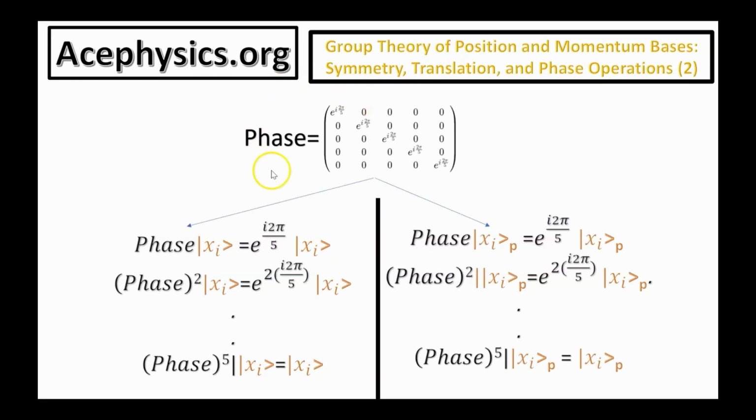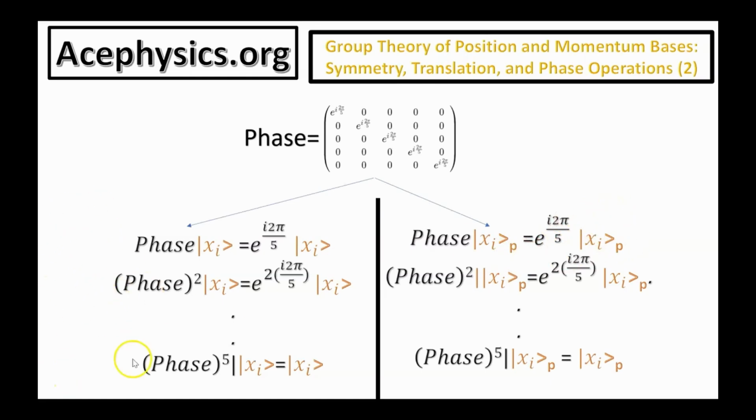On this slide, I'm going to introduce the phase operator. For the n equals 5 case, the phase operator is a 5 by 5 matrix. It's always a diagonal matrix with the same entry down the diagonal. If n equals 5, it's e to the i 2 pi over 5, all down the diagonal. If I operate the phase matrix onto a position vector, I get a phase factor multiplied by the position vector. If I operate the phase matrix onto a position vector in momentum space, I get a phase factor multiplied by the position vector in momentum space.